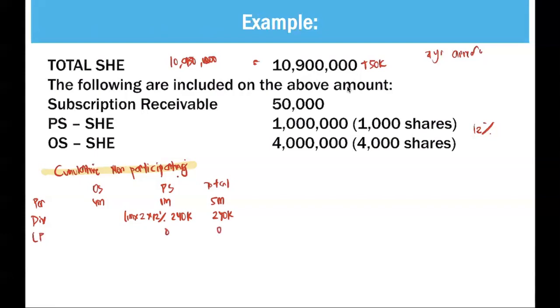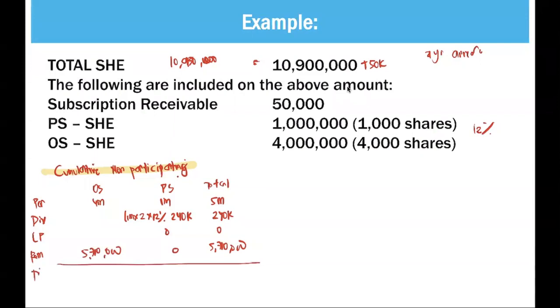Since it is non-participating, we will not give basic dividend for OS. So whatever is the remainder: 10.95 million less 5 million less 240,000, we have 5,710,000. So if that is 5,710,000, we place everything to your OS, since again, we do not have any participation for PS.